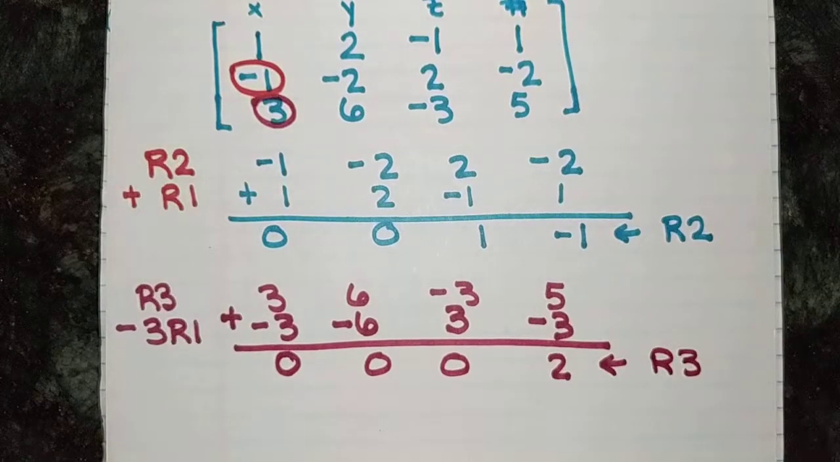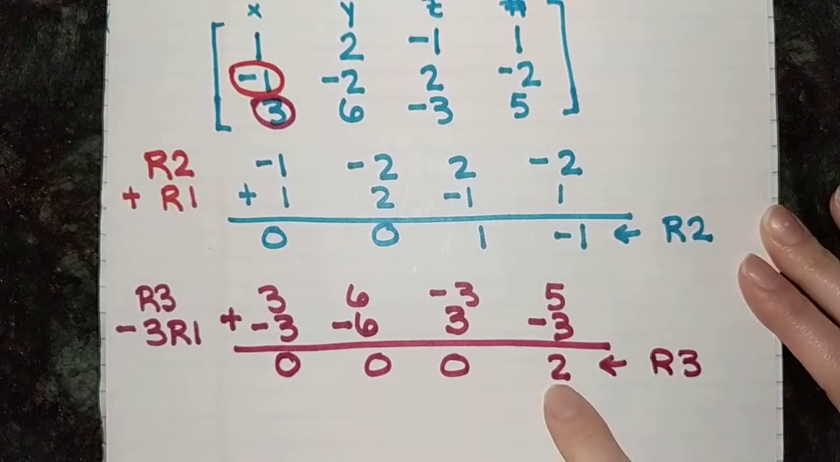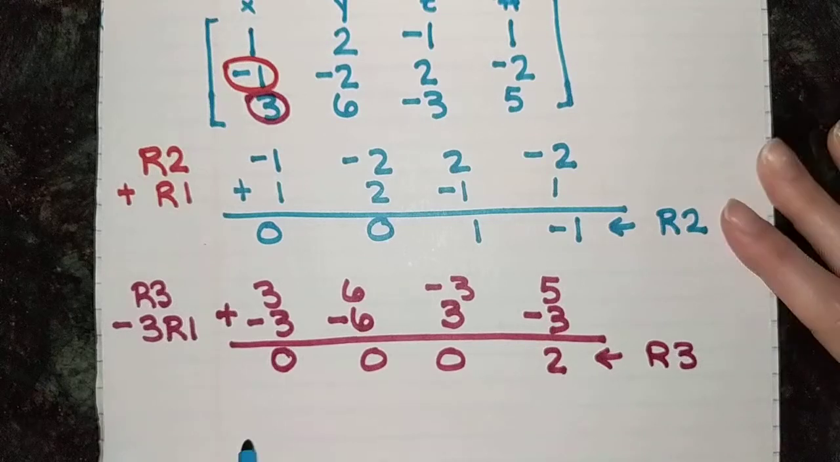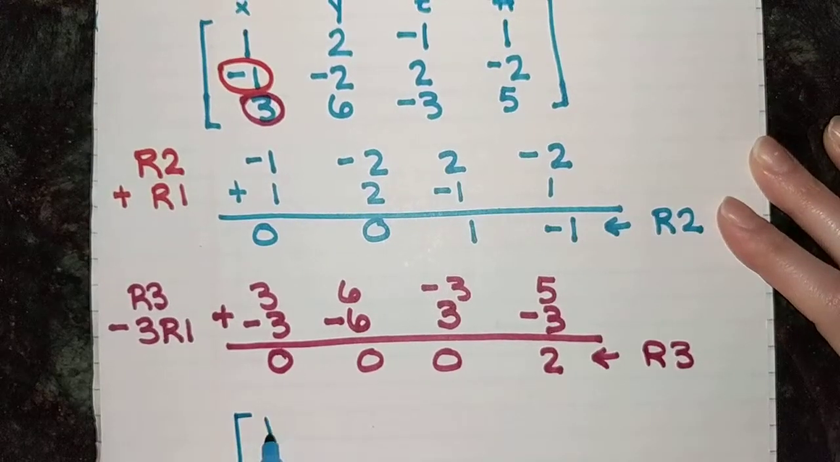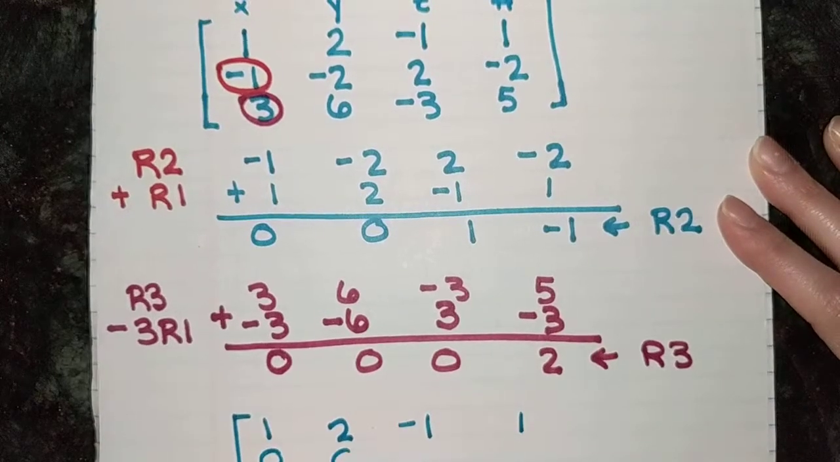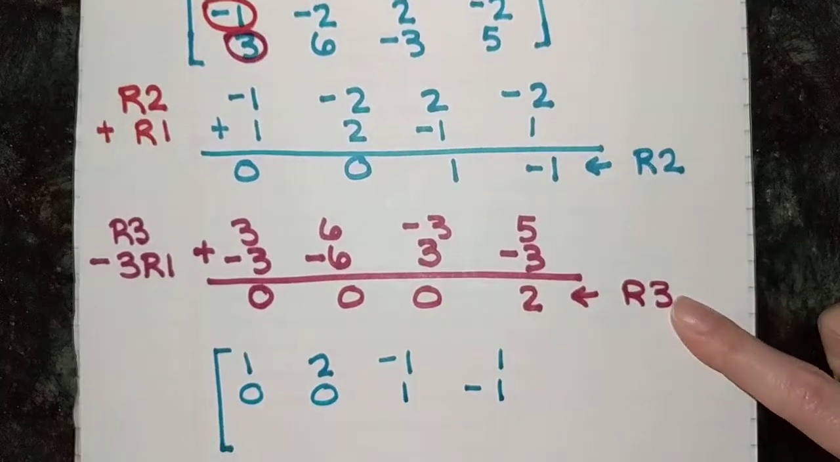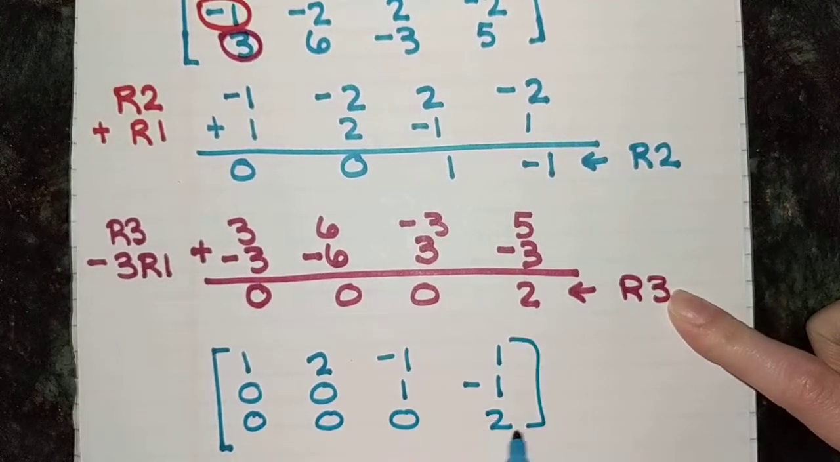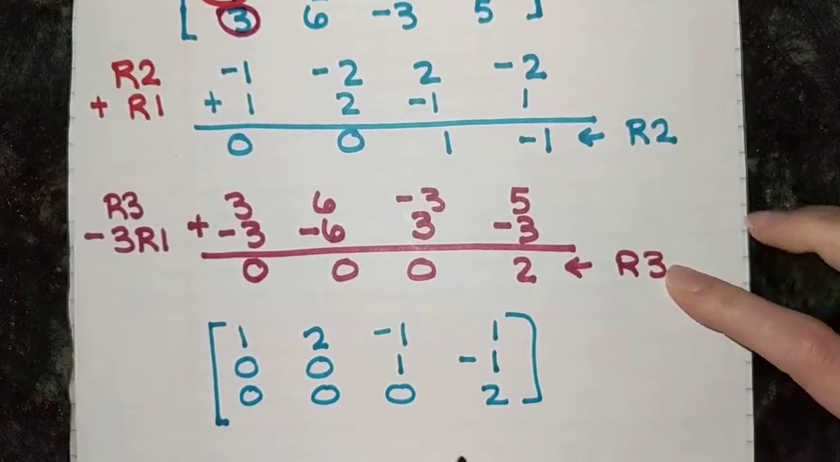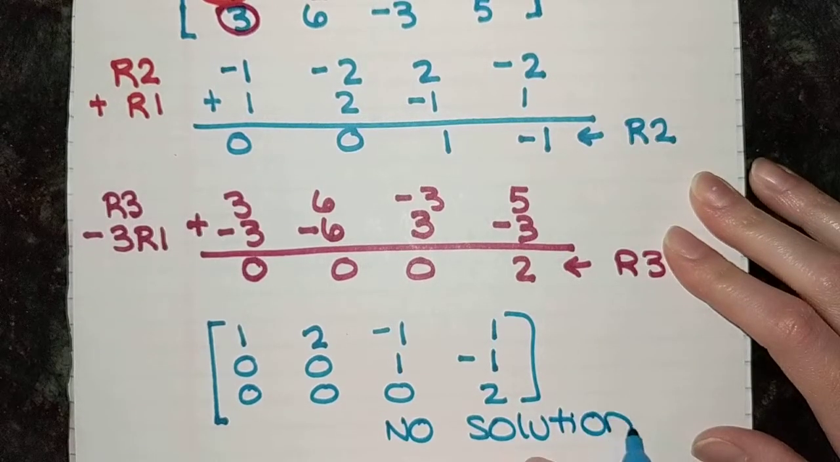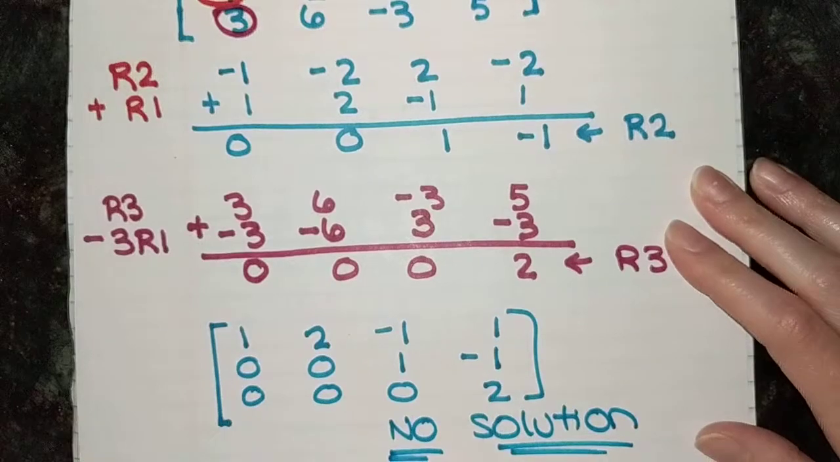Now, right there, it is very alarming because of the fact that you have 0, 0, 0, and then a number. That means that there's no solution. You can put this together as one big matrix if you want to, where you have 1, 2, -1, 1, 0, 0, 1, -1, and then row 3, 0, 0, 0, 2. But anytime you have zeros with a number here, that means that there's no solution. So basically you have some sort of like parallel line situation going on.